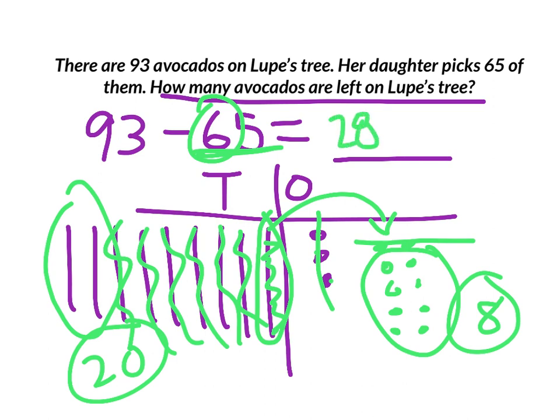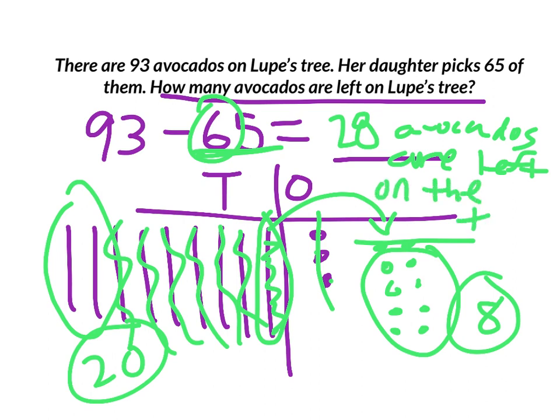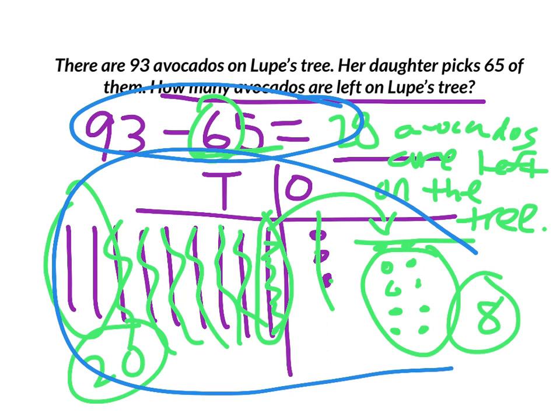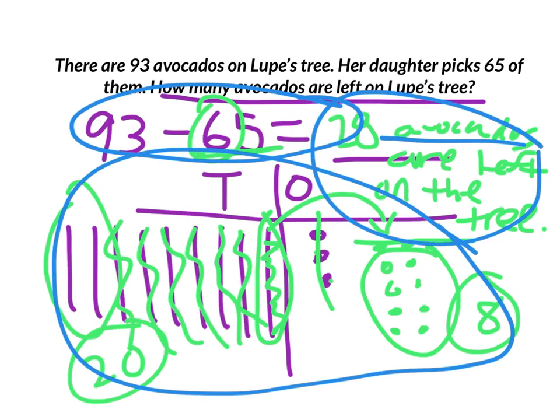28. And then I have to do the answer with the unit. How many avocados are left on Lupe's tree? 28 avocados are left on the tree. And I did a fantastic job. I have a number sentence. I have a strategy showing you how I got my work done. And then I have the answer with the unit.